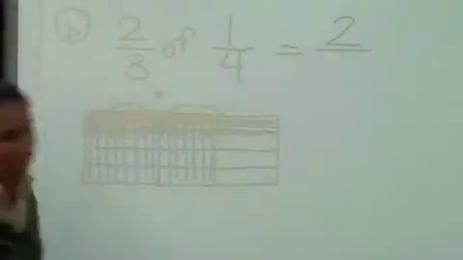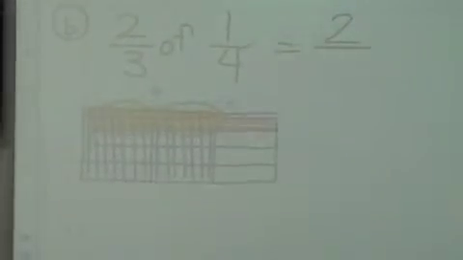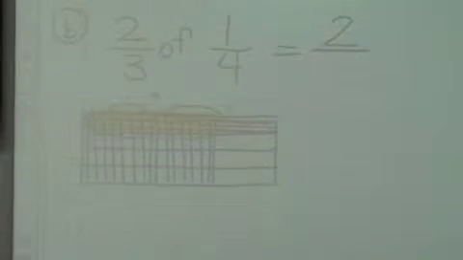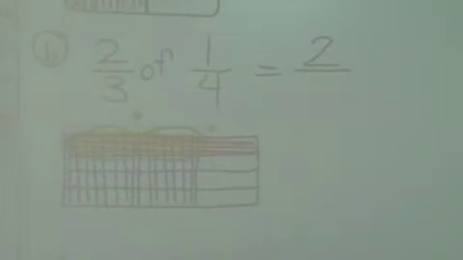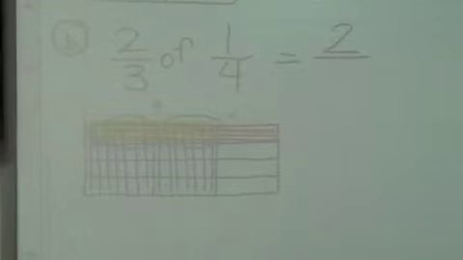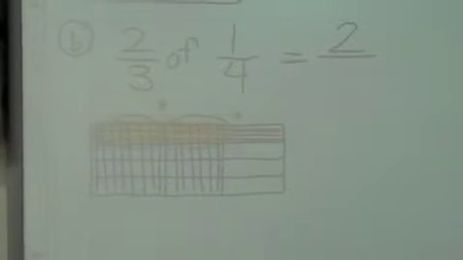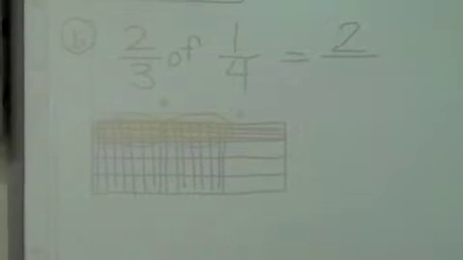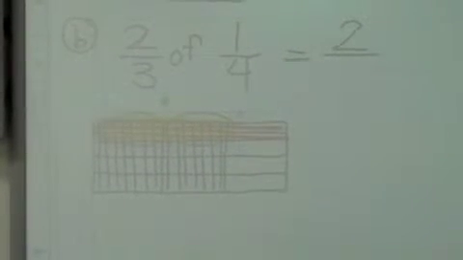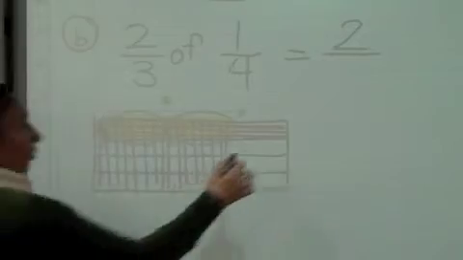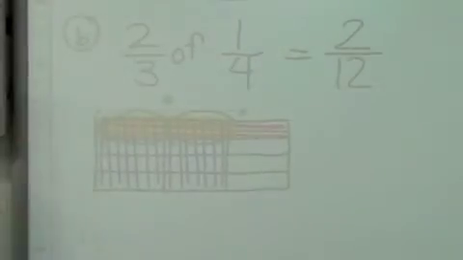But how many pieces has the whole been cut into? When I cut my fourths into thirds, now the whole has been cut into how many pieces? Ashley? 12. Nice job. And look at my denominators. 3 times 4 equals 12. Ooh, what do you see we can do this time that we haven't been able to do yet?